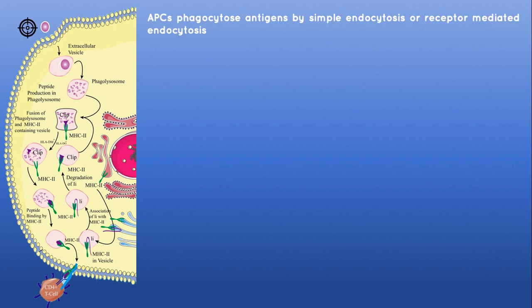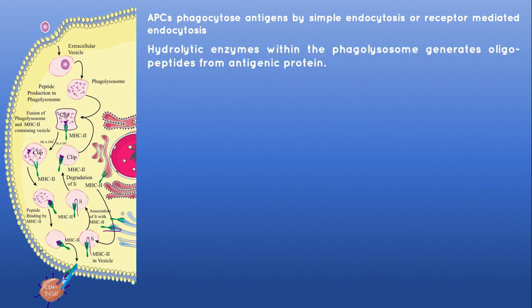In the first step, antigen-presenting cells phagocytose antigen either by simple endocytosis or receptor-mediated endocytosis, forming an extracellular vesicle inside the cell. In the next step, these extracellular vesicles mature to form a phagolysosome, within which the antigenic peptide is degraded into oligopeptides due to the action of several hydrolytic enzymes and varying pH.